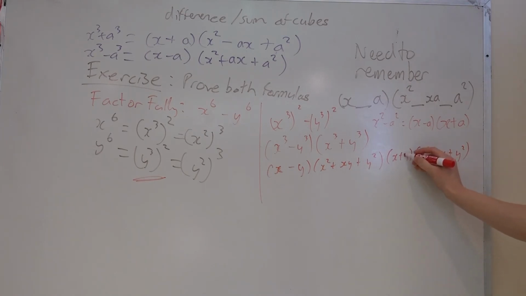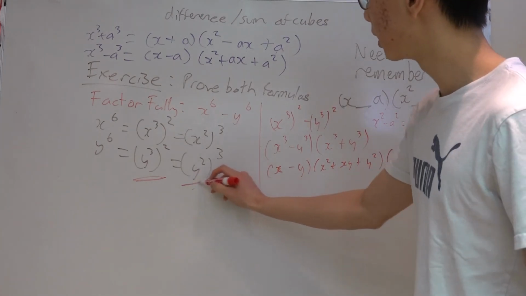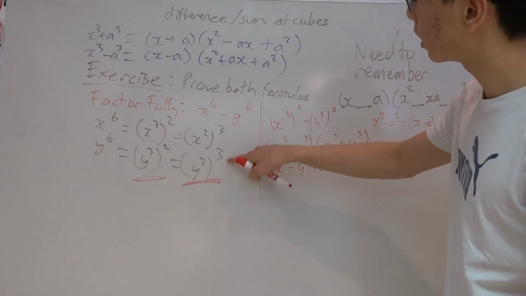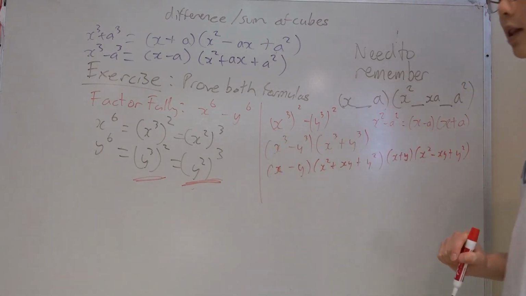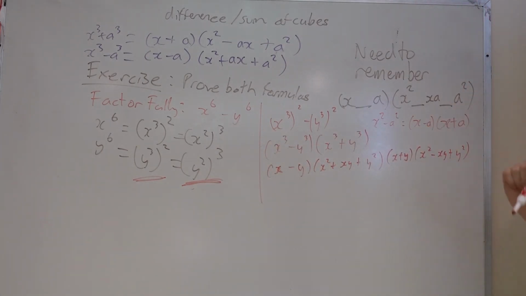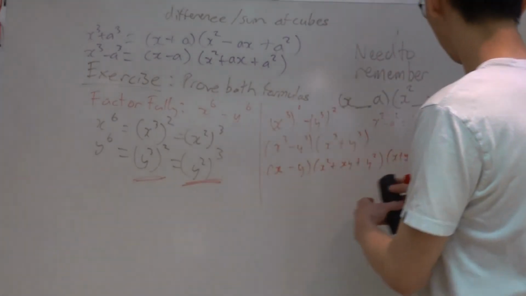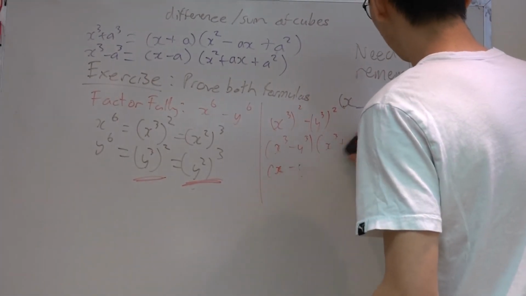Okay? Now, I want you to try it the other way. I want you to interpret this x to the 6 minus y to the 6 as a difference of cubes and see what that gives you. Okay, so try that out on your own first, and then we'll see if we get the same answers. Going to erase what's going on here.